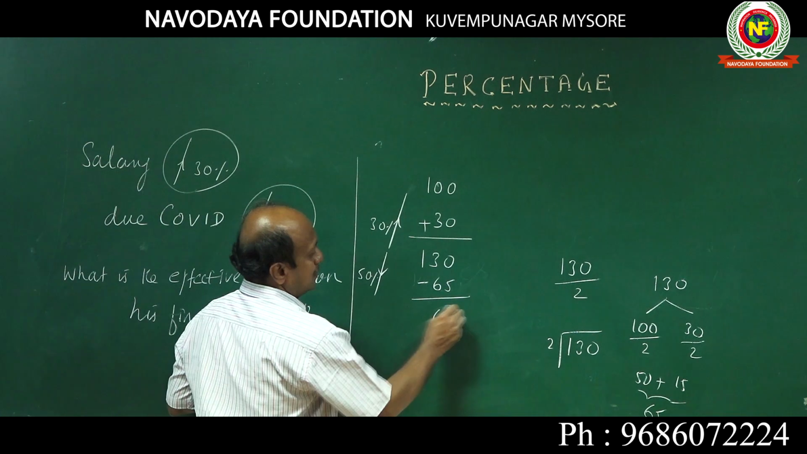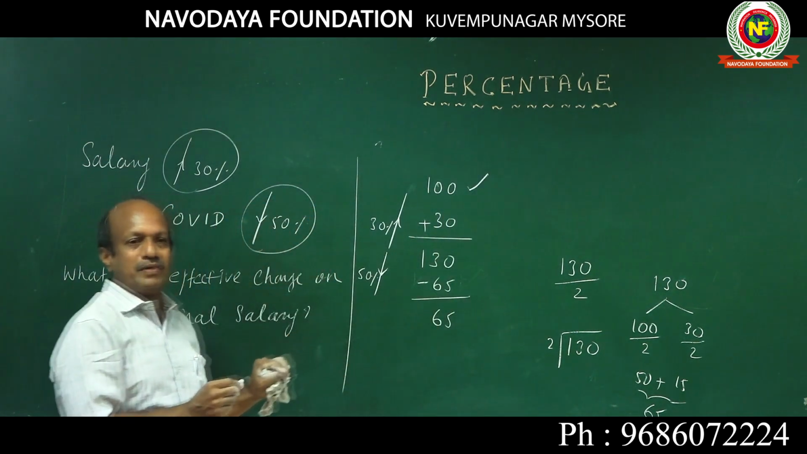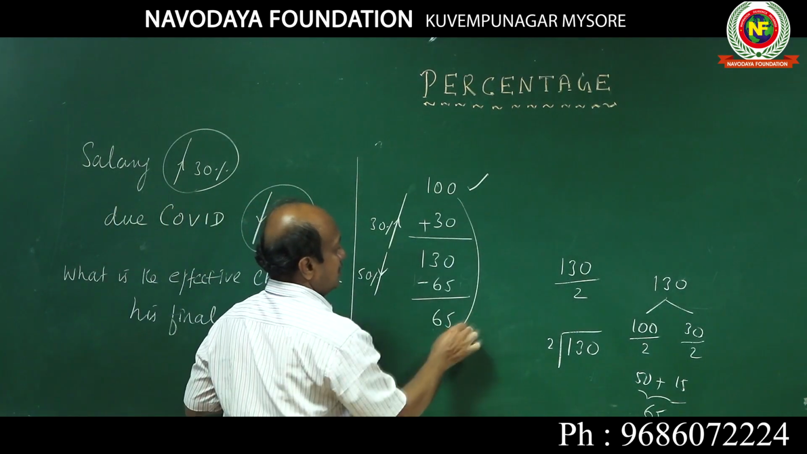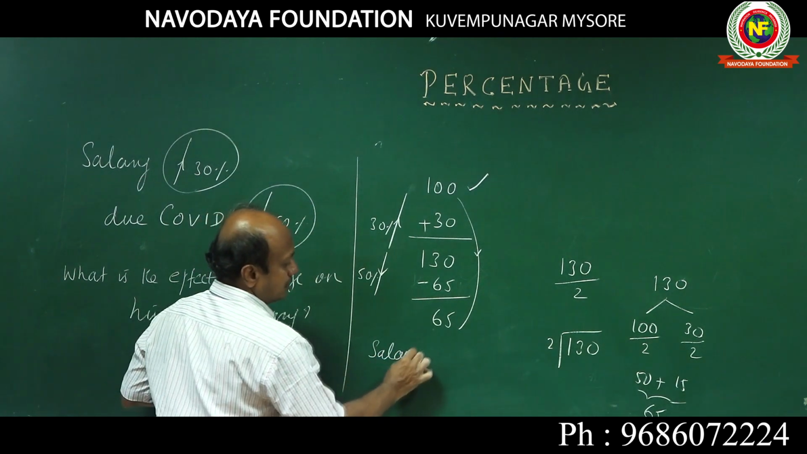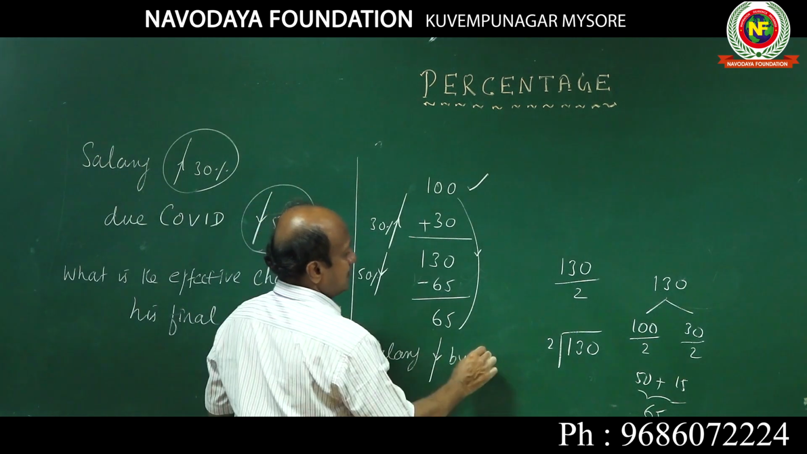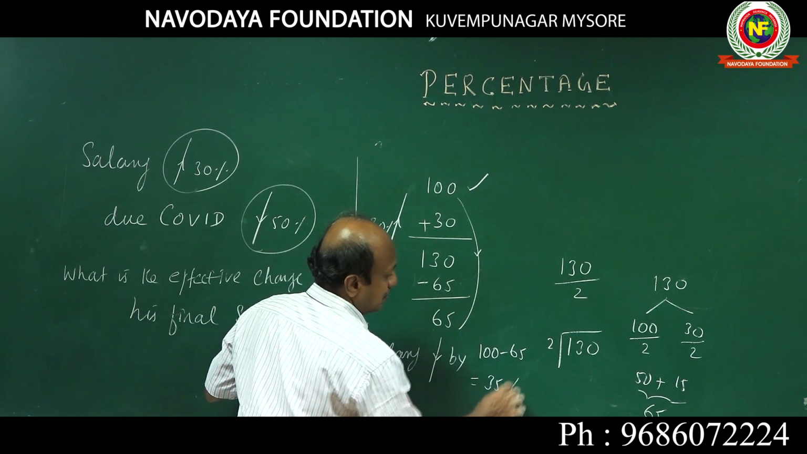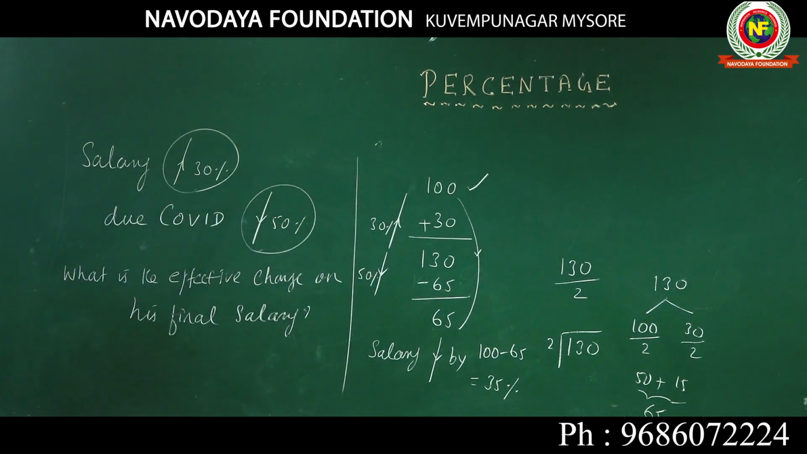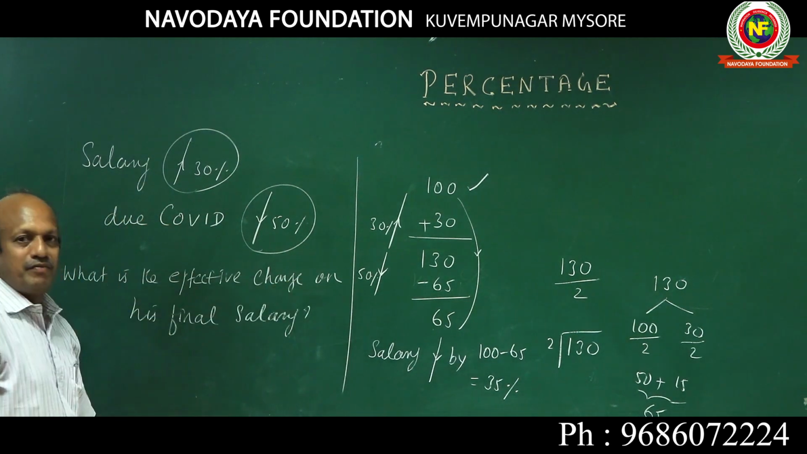It is a decrease. Therefore, minus 65. Therefore, how much will we get? 65. Right. He was receiving 100 rupees in the beginning. Now, his salary has come down to 65%. Therefore, the final salary is reduced by how much? 100 minus 65. 35% is reduced. How much salary is reduced? 35%. This problem also you can solve with the help of the previous one.